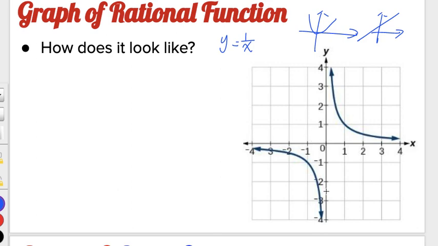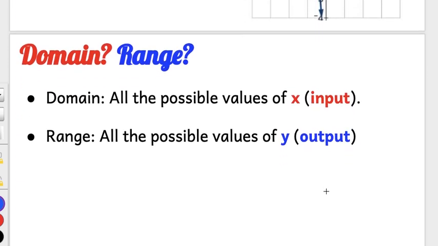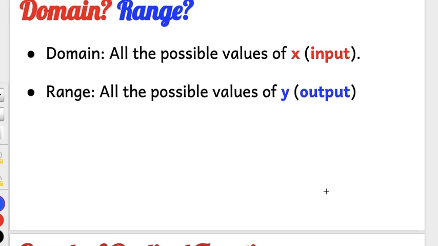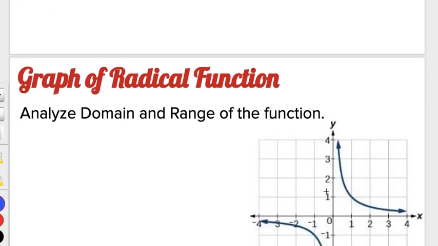Let's see how we do that. But before that, just another quick review. The domain is all possible values of x, and the range is all the possible values of y. We can use input for x and output for y to interpret the domain or range. Okay, let's check how we do that.